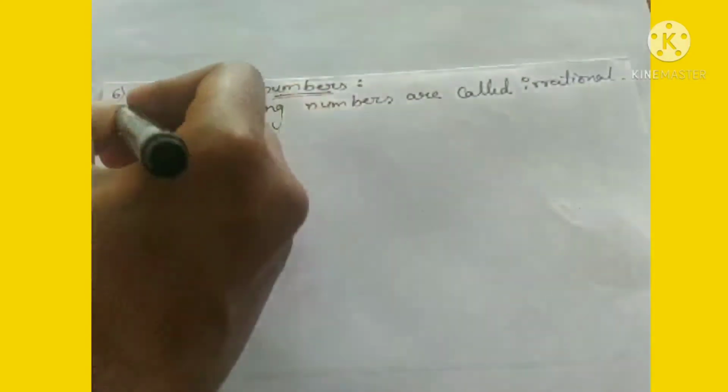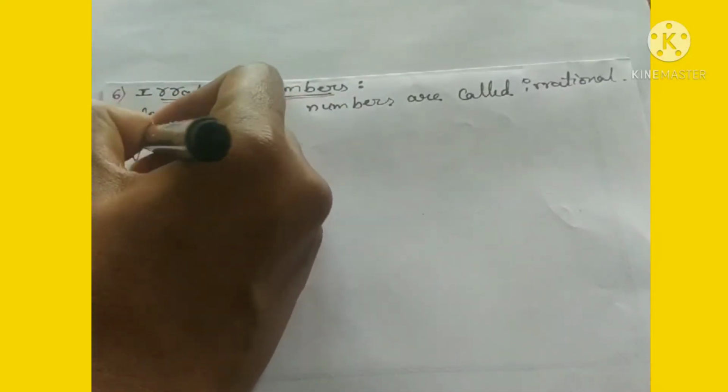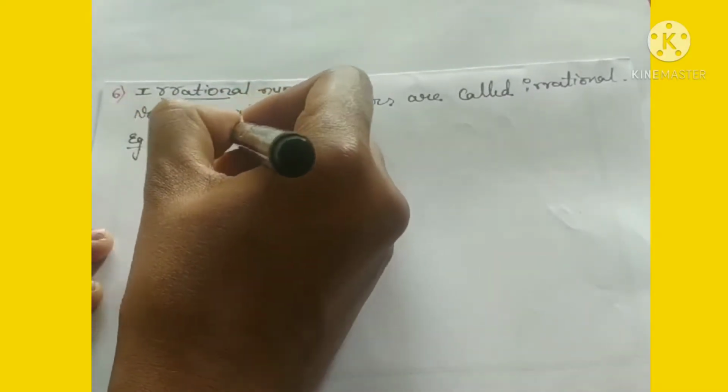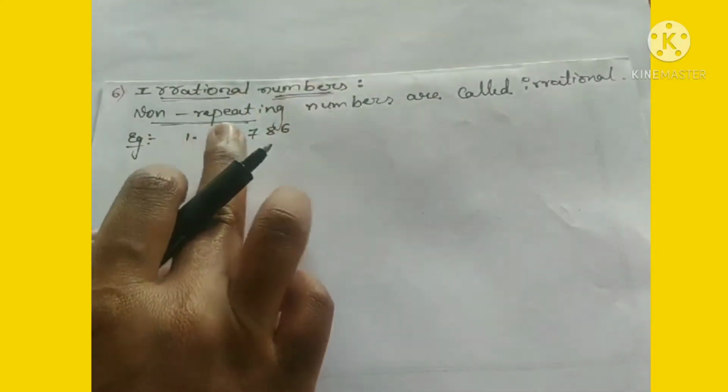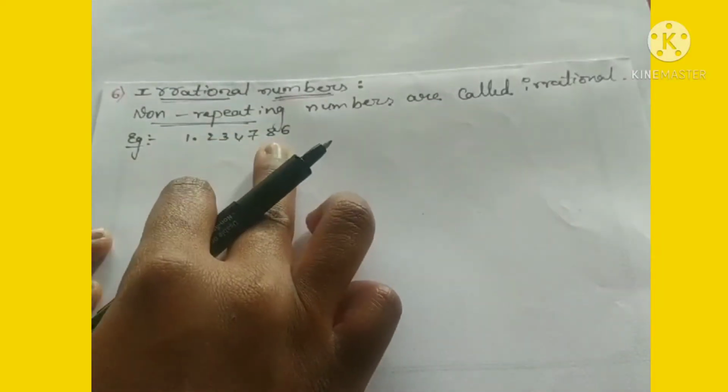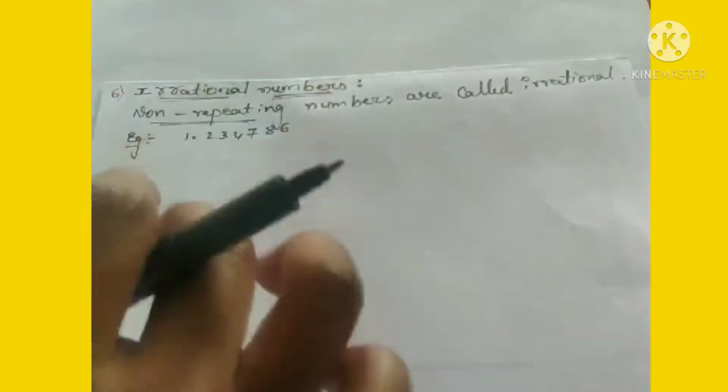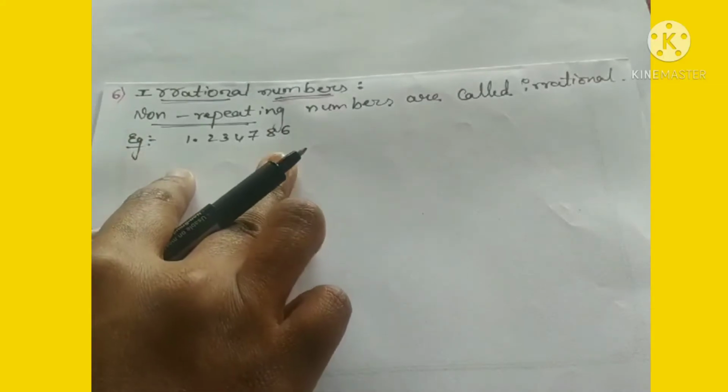An example for non-repeating numbers is 1.234786, like this. Here after the decimal point the number would not be repeated. So we call this number an irrational number because it is a non-repeating number.